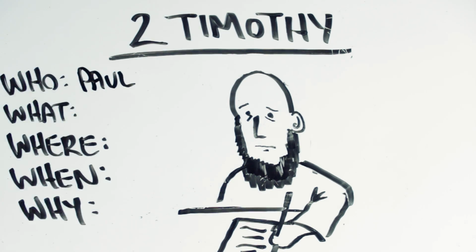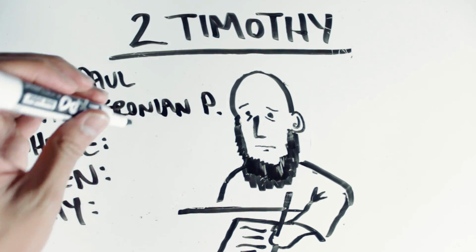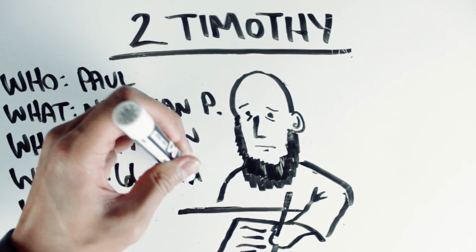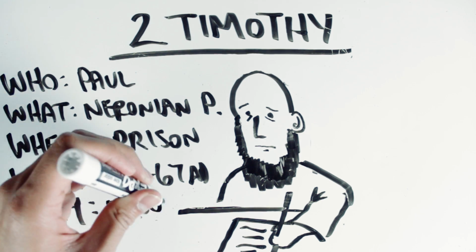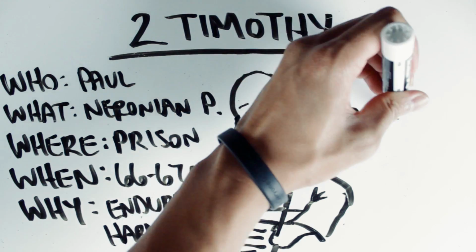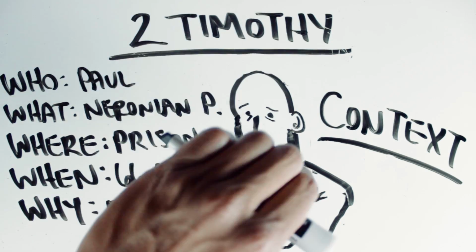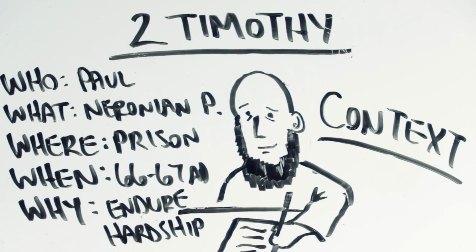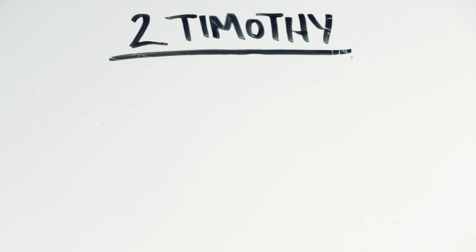You see, with this little paragraph, I was able to answer the who, what, where, when, and why questions. Paul wrote it during the Neronian persecution, in prison around 66 to 67 AD, and he wrote it to encourage Timothy to endure hardship like Paul is now. And answering these questions is important because it gives the book context.